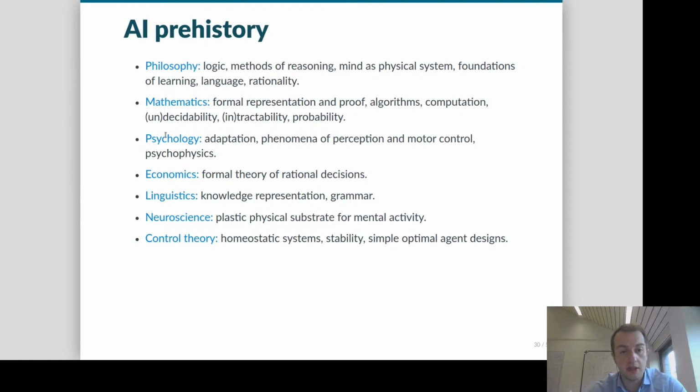Then, of course, psychology: adaptation, perception, motor control, psychophysics. All these discoveries have fueled part of AI. Economics also, you can relate AI to economics because in a sense, part of economics is about having a formal theory of rational agents and their decisions. And this is exactly the kind of thing we have just been talking about.